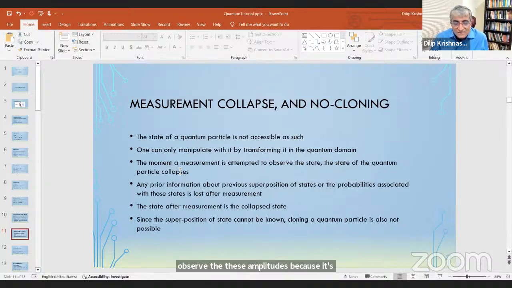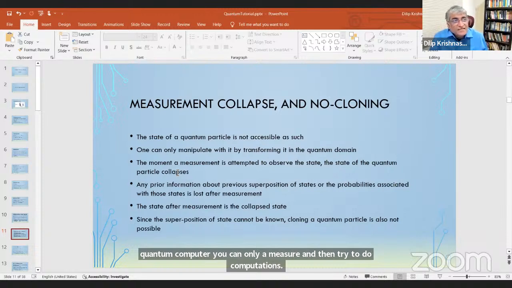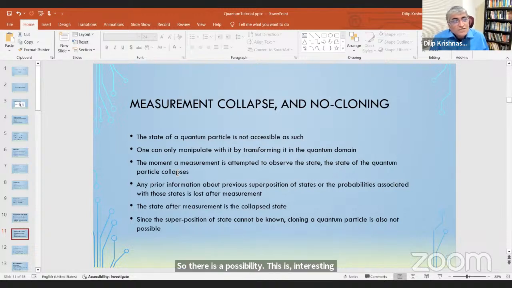Now, sometimes quantum libraries deliberately hide it so that you're not supposed to see it. But if you can expose it, then you can actually see it. And so maybe with that knowledge, you can do some more interesting computation, because in a true quantum computer, you can only measure and then try to do computations. So there is a possibility. There's this interesting area where you're trying to do quantum-like simulations on a classical computer, which could also produce interesting results.